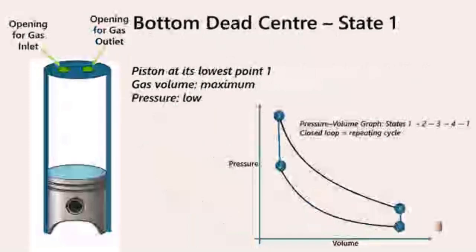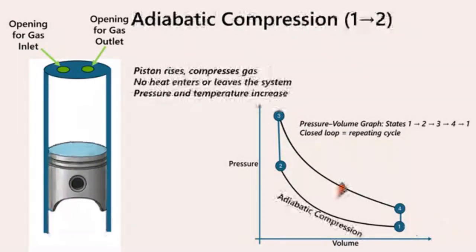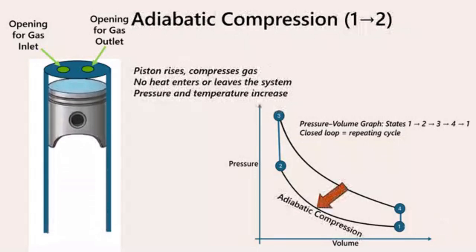Let's look at each stage. The cycle starts at stage 1 where the piston is at bottom dead center. The gas occupies its maximum volume and has lowest pressure. At this stage, the piston moves upwards. It compresses the air-fuel mixture without exchanging heat. This is an adiabatic compression process. During compression, the volume decreases while the pressure and temperature increase. This is the path from stage 1 to stage 2.